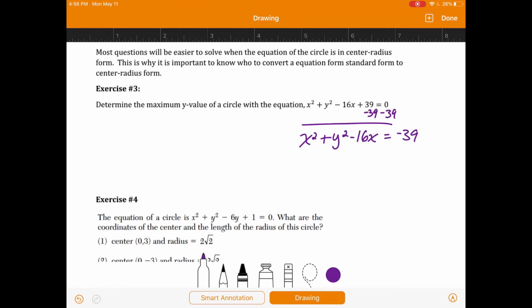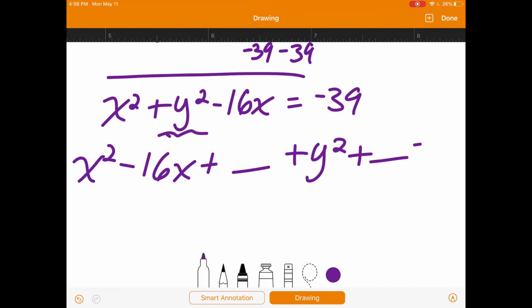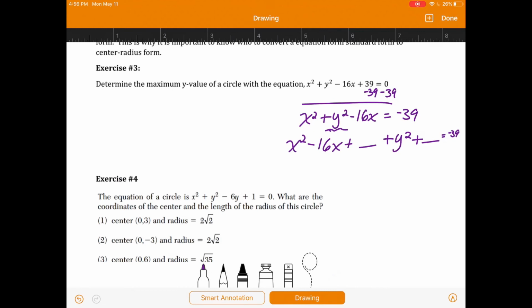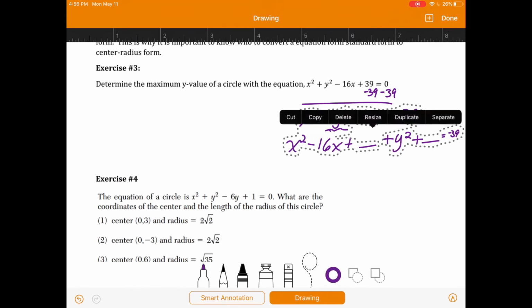And then when you put your x's and y's in order, you'll notice that you don't have another y, you just have this one. So you're just going to put it by itself next. So we've got x squared minus 16x plus blank, and then your y's is just y squared. And you can put a blank in there too if you'd like, but it's not going to change it. Okay, and you'll see why in a minute. And then here, let me just slide this over.